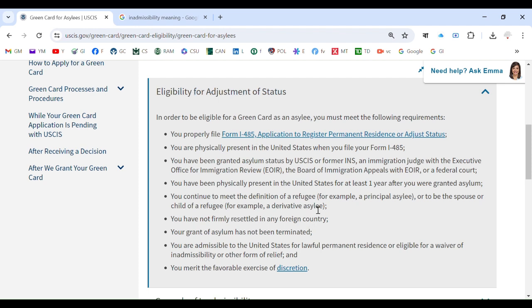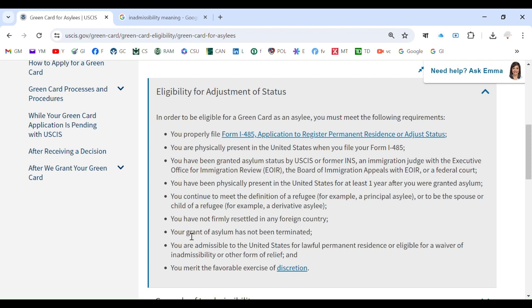If you are already settled anywhere, firmly settled, then your refugee definition is not going to work, and USCIS will also not approve your application, okay? So you have to understand that also.